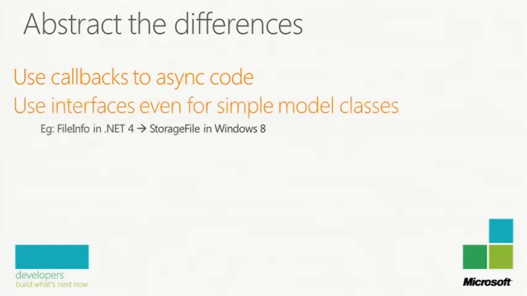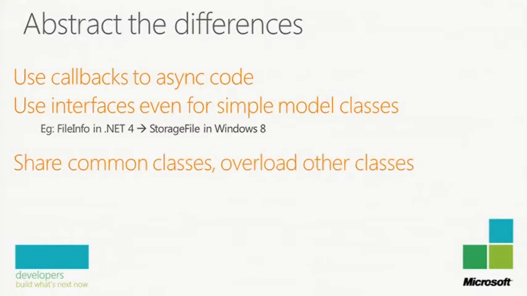Also, sometimes you need to use interfaces even for simple classes. For example, in the demo, we will use a file info class in Silverlight. And this class doesn't exist in Windows 8. Now it's called storage file, and it has different properties. So we are going to have to abstract those differences, and instead we are going to use something called IImageFileInfo, which is my own invention, which exposes the smallest subset of stuff that I need to read those files and do some operations on those files.